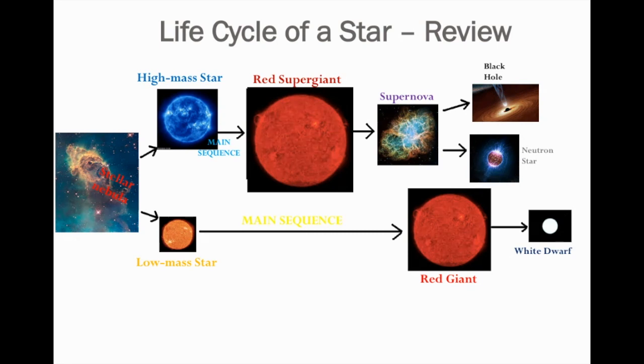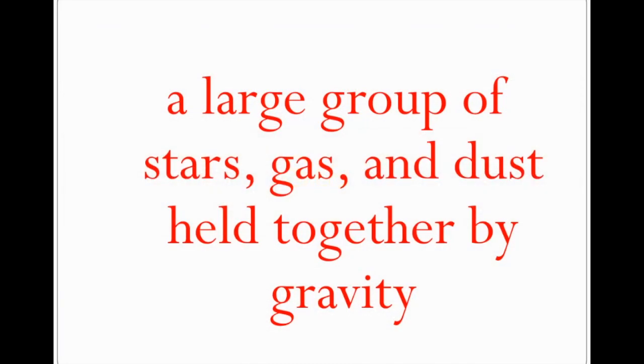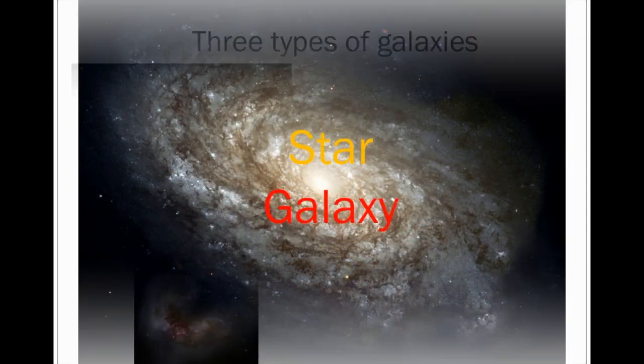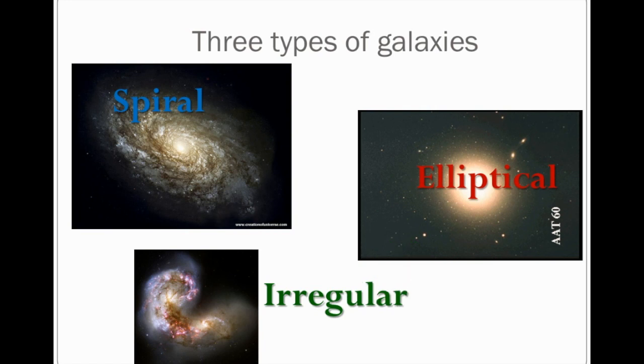Please check for accuracy. Speaking of a self-luminous sphere of plasma held together by its own gravity, that would obviously be a star. And a large group of stars, gas and dust, held together by gravity. We previewed this last week on Thursday in Zoom. That is the definition for galaxy. And today we're going to talk about the three major types of galaxies. There are examples pictured here. We have spiral galaxies, elliptical galaxies, and irregular galaxies. Spoiler, they're classified largely based on shape.